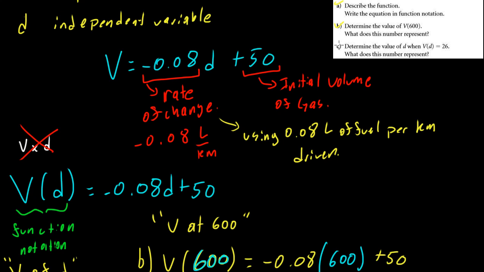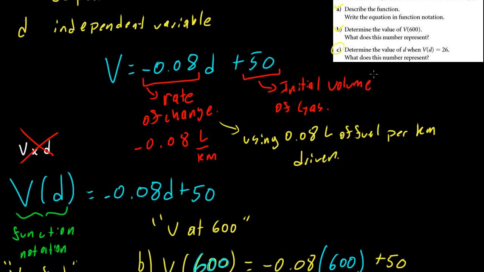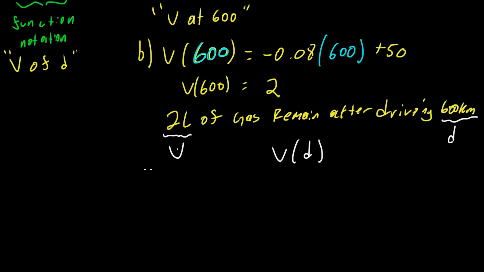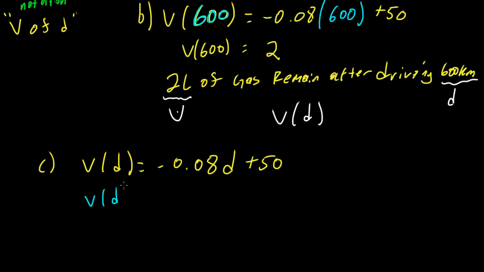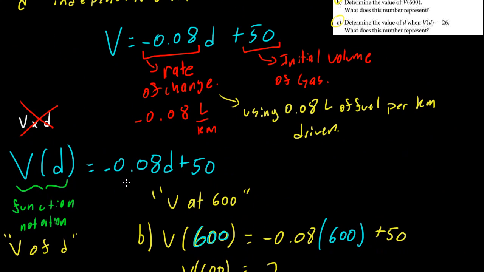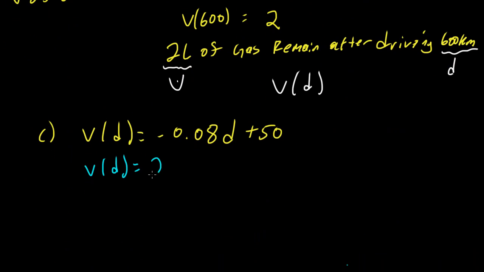Let's go ahead and do this last one, C. This is where we're going to have to use some techniques that we learned in grade 9 in terms of solving. Determine the value of D when V at D is equal to 26. So now we're saying, hey, we still have our same equation from before: V(D) equals negative 0.08 times D plus 50. Same equation. But this time we are going to say V at D equals 26.